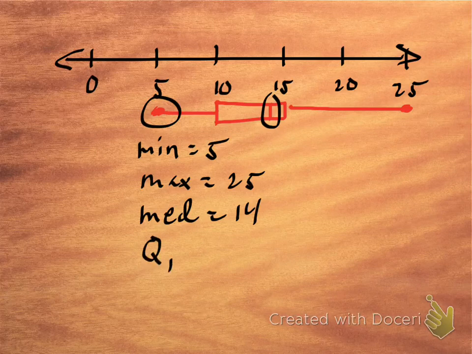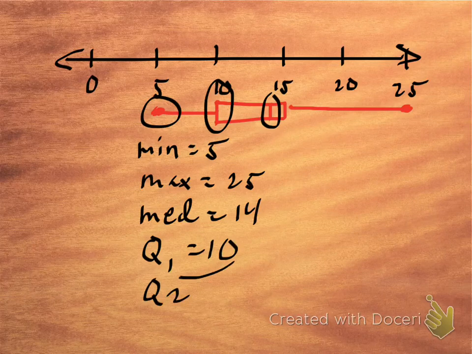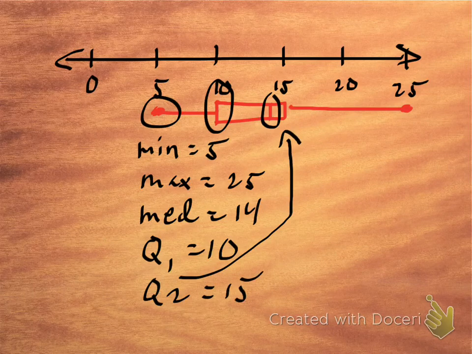Okay, the first quartile is the median of the first half, and that looks like that's 10 right there. And the second quartile is this part right here. It's the right side of the box, and it looks like that is 15. All right, and so right there you have a lot. So you have really two new landmarks of data.